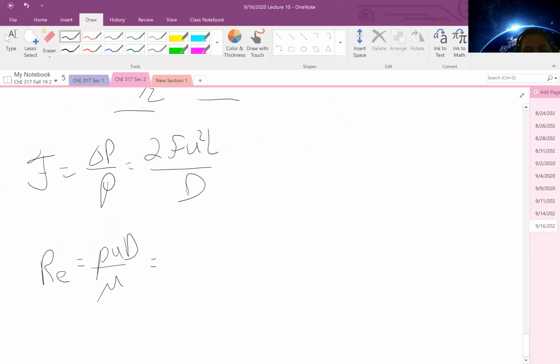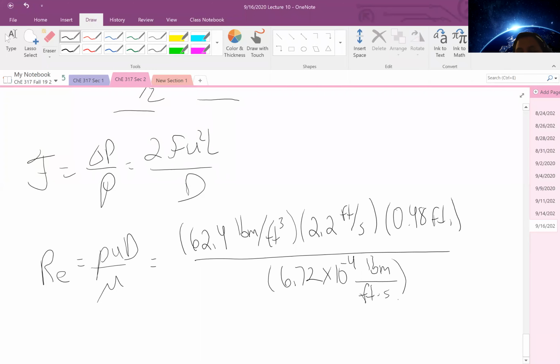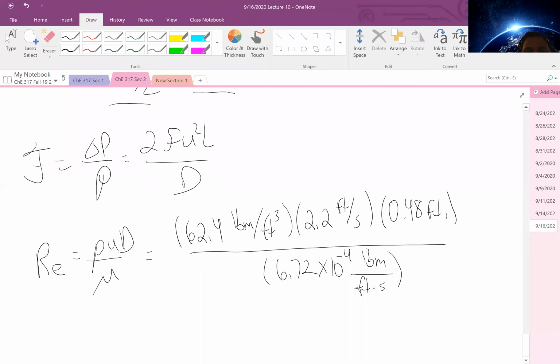So we're looking at water flowing through a system. So the density is 62.4 pound mass per cubic feet. The velocity is 2.2 feet per second. The diameter is 0.48 feet. And the viscosity was 6.72 times 10 to the minus 4 pound mass per feet second. So if I do this calculation quickly, I get approximately 98,000.